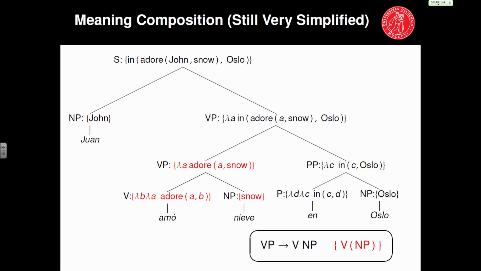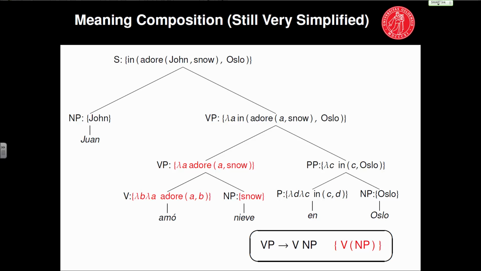There's not much lumping yet. Hence, for each of these constituents in the bottom row, their meaning expressions are just what the grammar gives us, the building blocks. Now I start to put things together. So for example, when I build the VP from the verb amo and the NP nieve, the meaning function, or the procedure for combining the meaning of the two daughter constituents, is to invoke the function associated with the V on the semantics associated with the NP.